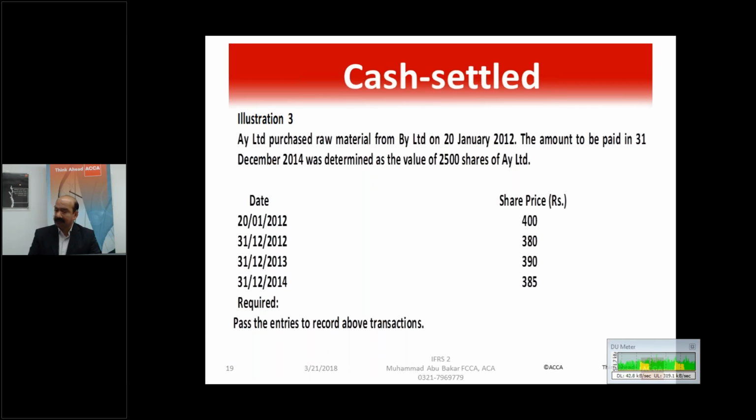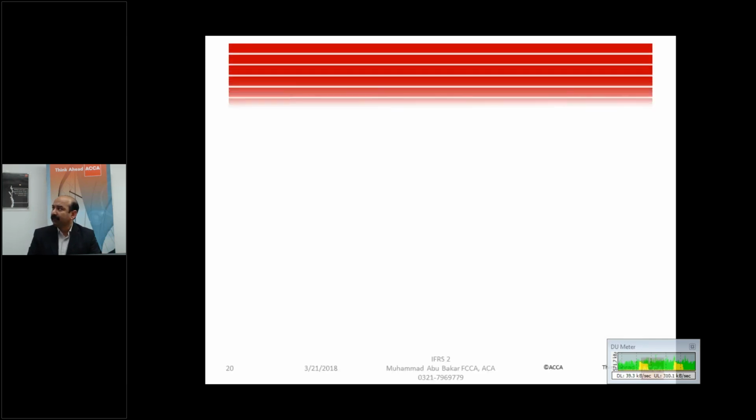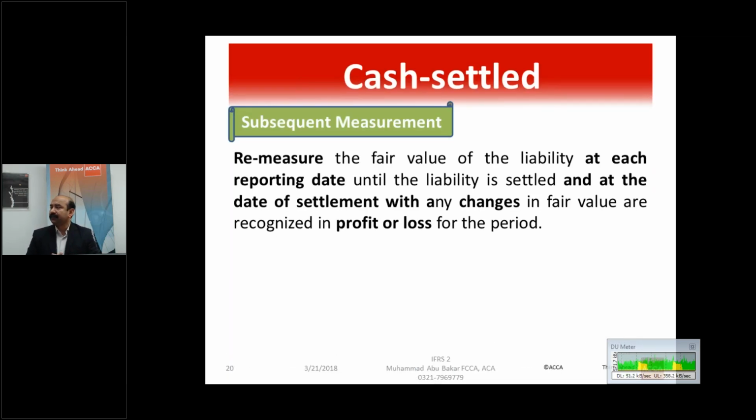So the same is written over here. We have already discussed this concept with the help of this example. Like remeasure the fair value of the liability at each reporting date: 31st December 2012, 31st December 2013, 31st December 2014, until the liability is settled, and at the date of settlement, with any change in fair value recognized in profit or loss for the period. So this is the subsequent measurement.